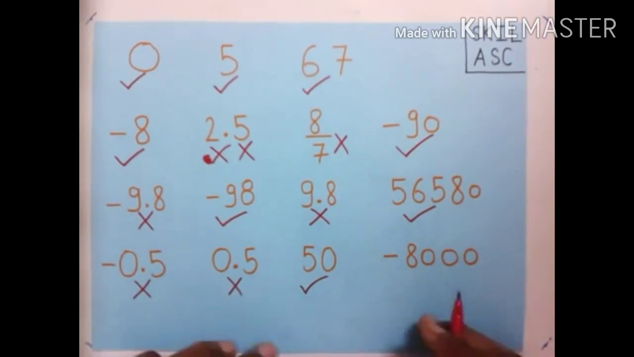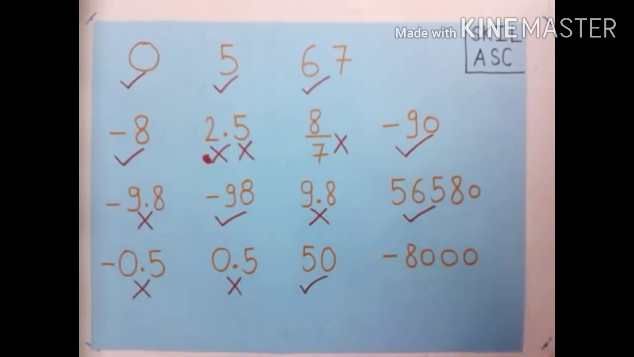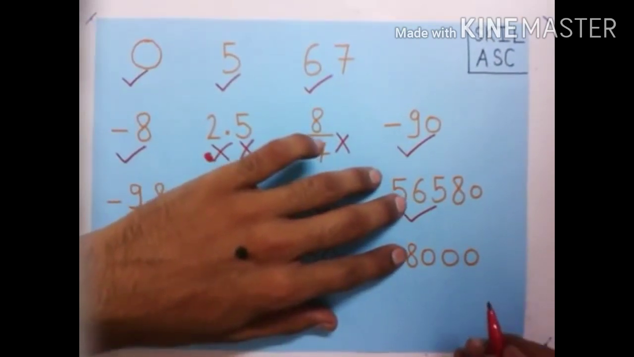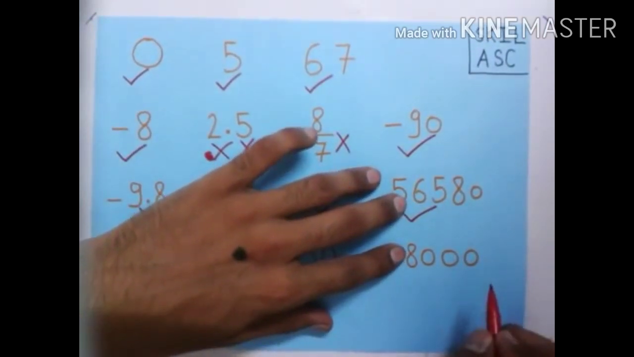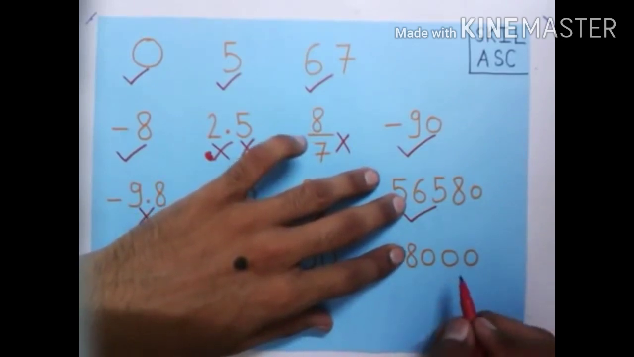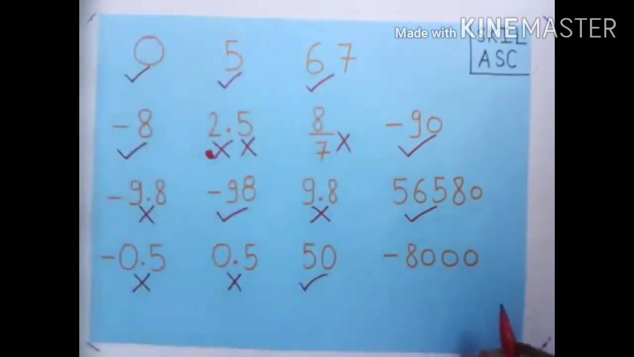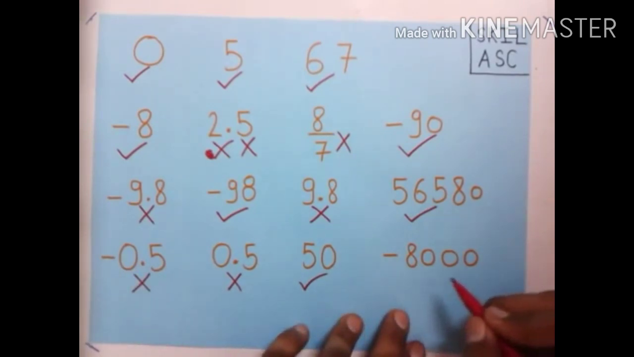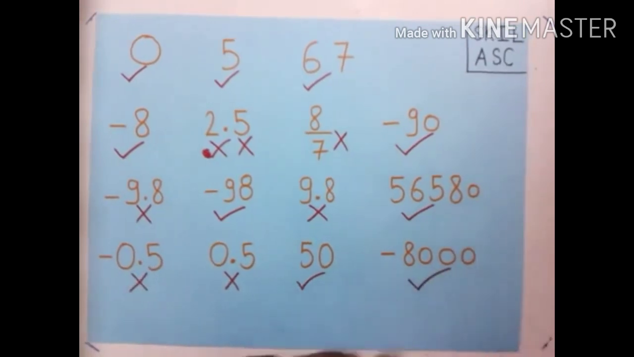Now you see minus 8,000. If I hide this minus sign, now you see 8,000. 8,000 is used while counting. And we have put a negative sign to this number. So we know that the negative of a number which is used for counting is an integer. So this is an integer.